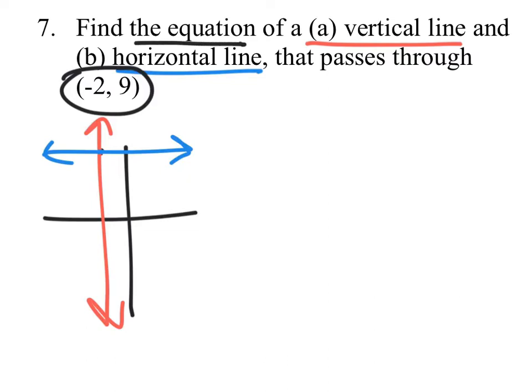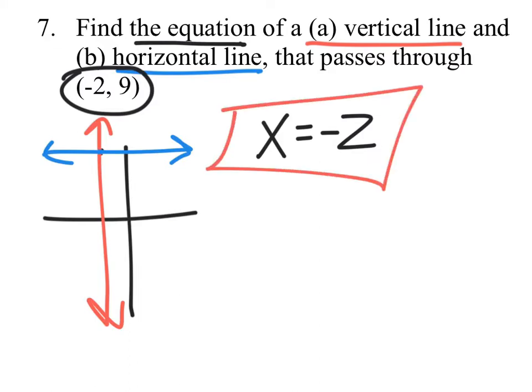So the equation of a vertical line is always going to be what? x equals negative 2. Because when we're talking about vertical lines, they're always on the x-axis. So here, when you jump over 2 spots, there's negative 2, right? But what about this horizontal line? A horizontal line is always going to be y equals whatever the y value is. In this case, it's going to be 9. So there we've got our answer. Horizontal is going to be y equals 9. The vertical is going to be x equals negative 2.